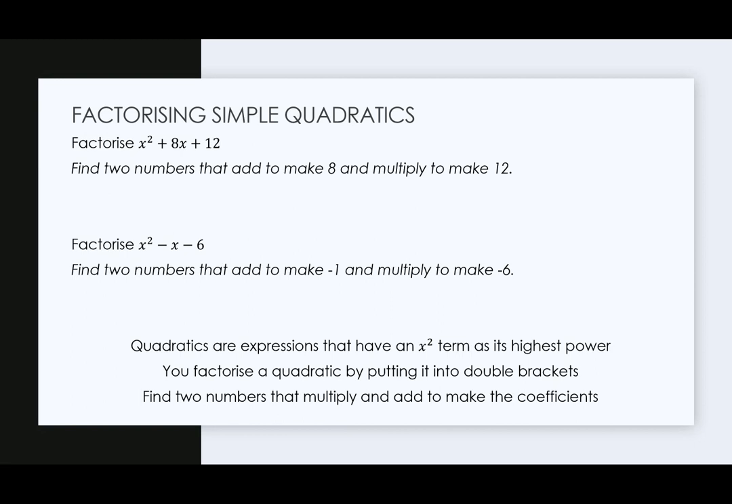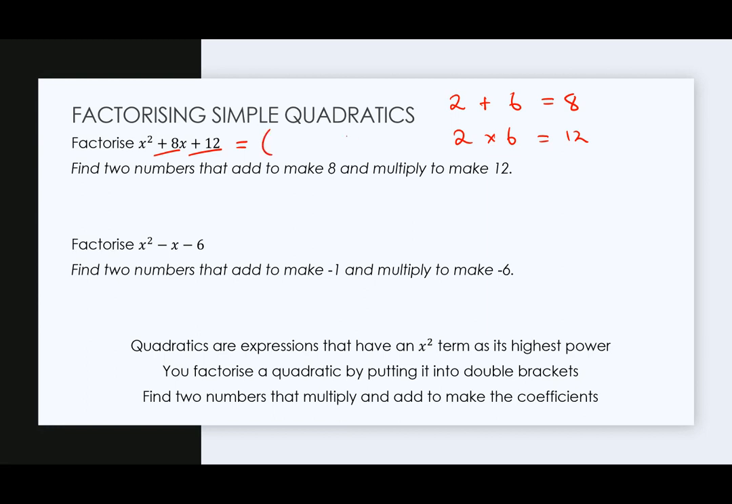If we look at this first example here, x squared plus 8x plus 12, we want two numbers that add to make positive 8 and multiply to make positive 12. So if you think about it for a bit, remembering that they're usually whole numbers at this level, those two numbers are going to be positive 2 and positive 6, which are added together to make 8 and multiplied together to make 12. So they form the second part of our quadratic when we factorize it.